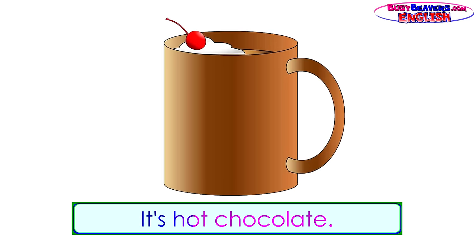Does he like eggs? No, he doesn't like eggs. What does he like? He likes cereal. Does he like chili peppers? No, he doesn't like chili peppers. What does he like? He likes chicken.